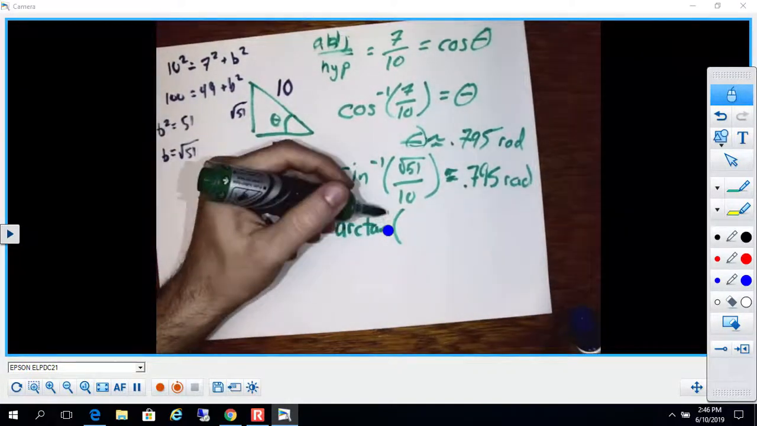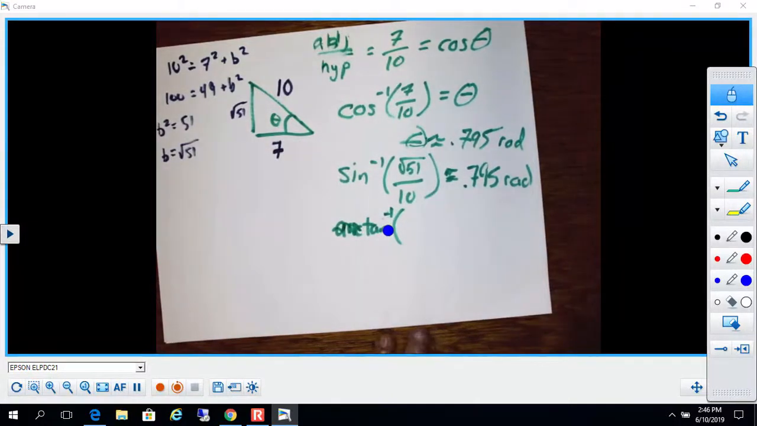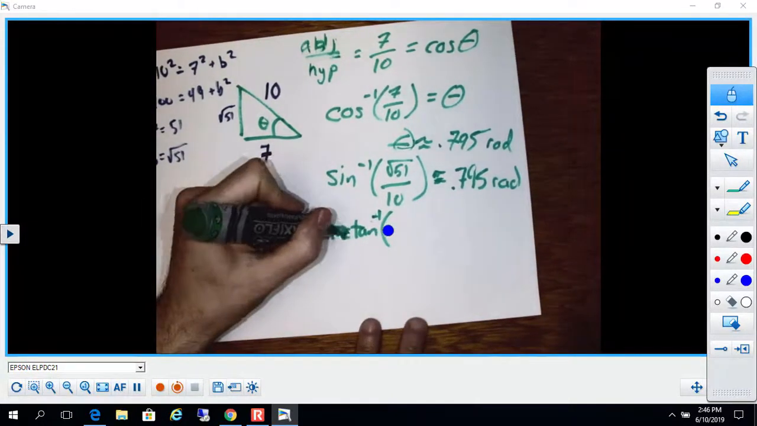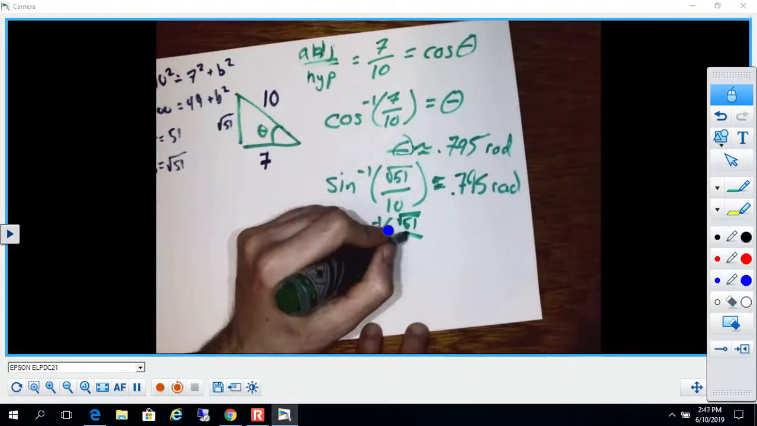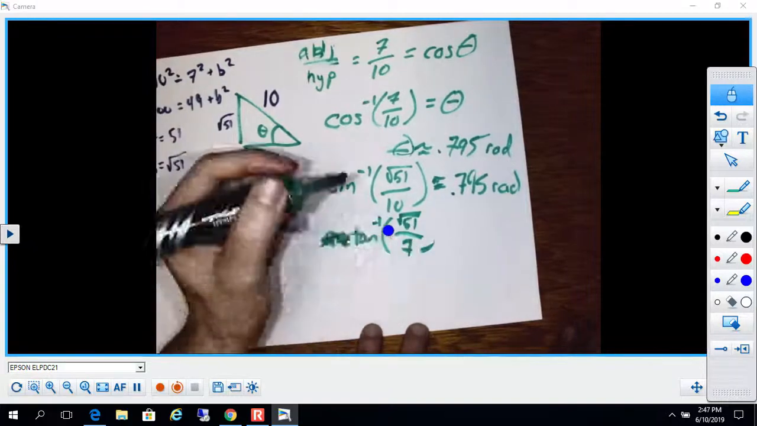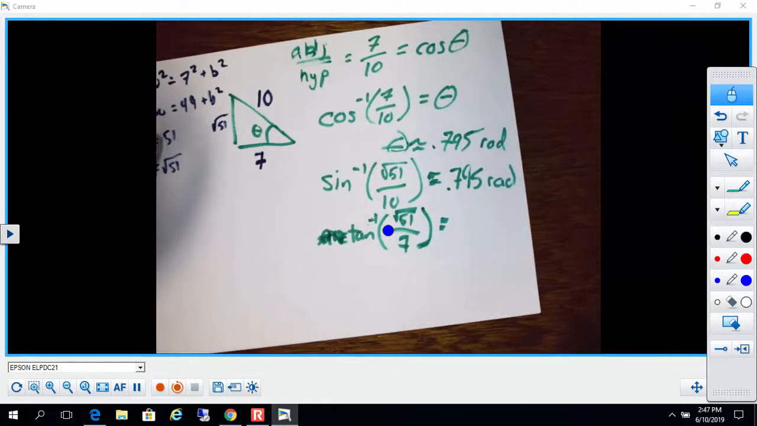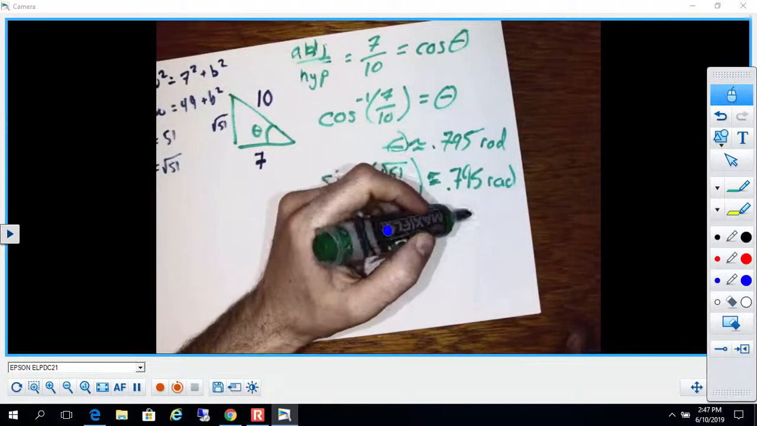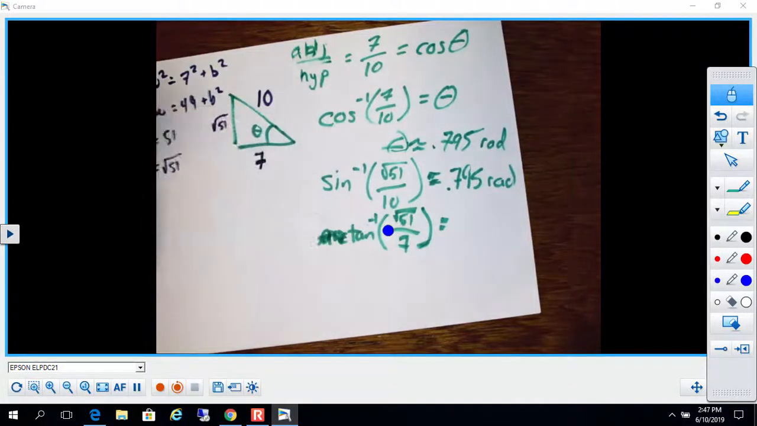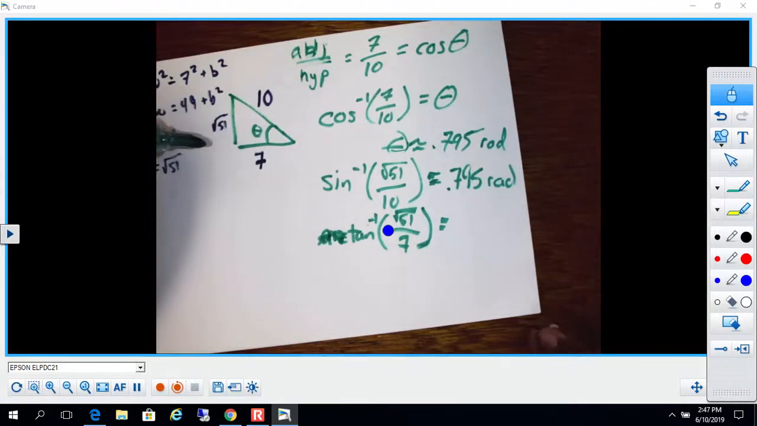Let me just be consistent here and say tan of this one. We'll do opposite over adjacent. So if I did the arctan of square root of 51 over 7, what would I expect to get? The tan or arctan? Arctan. Okay, so what do you think, Alex?